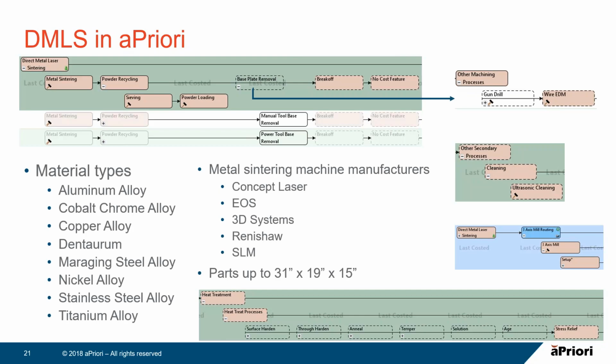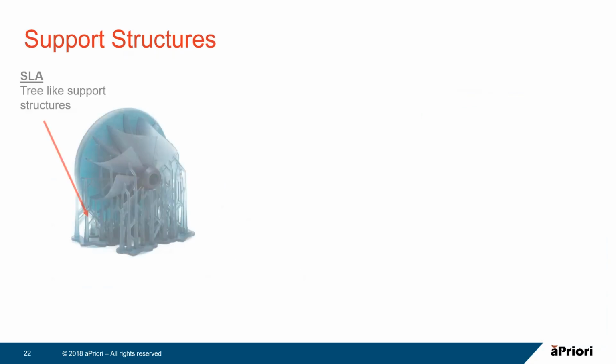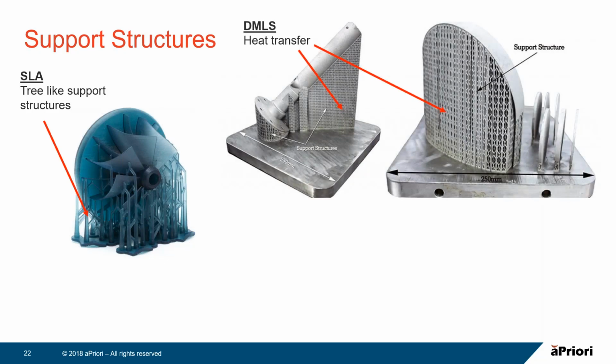In our VPE, we've got a good range of different material types for DMLS, and we've got 5 of the larger machine manufacturers in some of their machines, and parts up to 31 by 19 by 15 inches can be made. I touched on support structures earlier, and I just wanted to make sure we're all familiar with them. Stereolithography support structures typically look like tree-like support structures, and they've got a very thin point on the end to make them easy to remove. With DMLS, we've got a lattice type support structure, and not only are the support structures used for anti-gravity purposes, they're also used for heat transfer to remove heat down towards the base plate, which improves the surface finish and reduces powder damage.